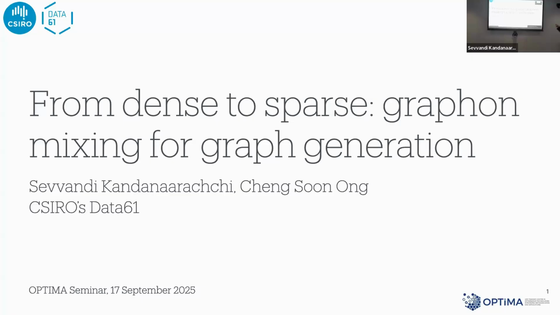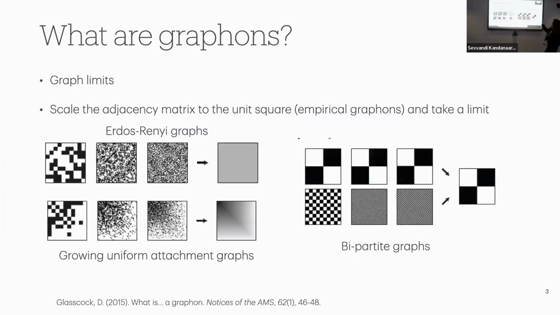Right, so today I'm going to talk about Graphons. This is work with Shensu, who is also at Data 61. So what are Graphons? Graphons are graph limits.